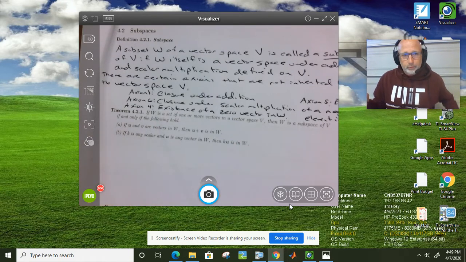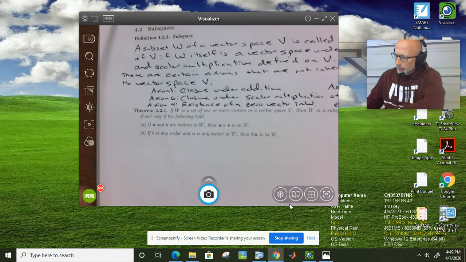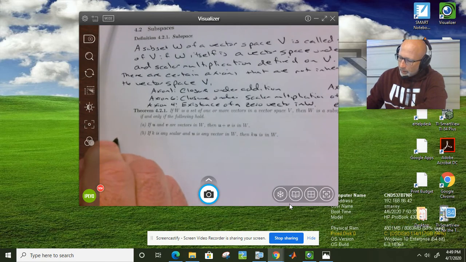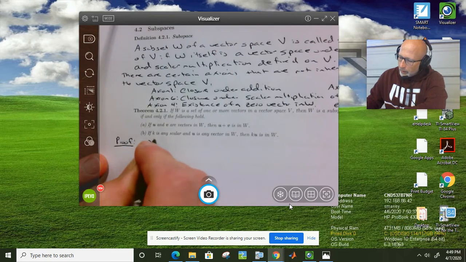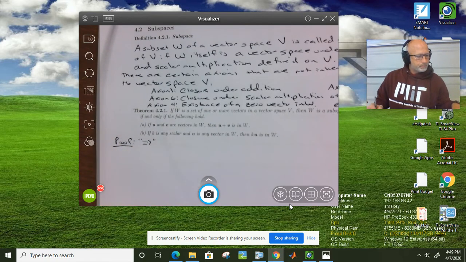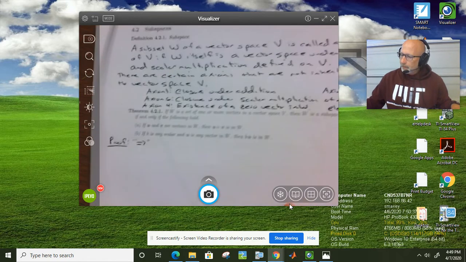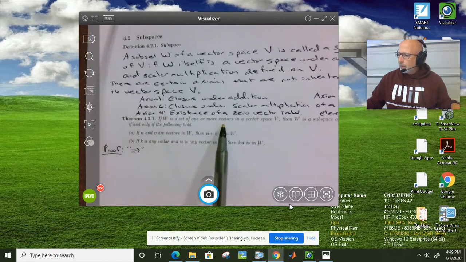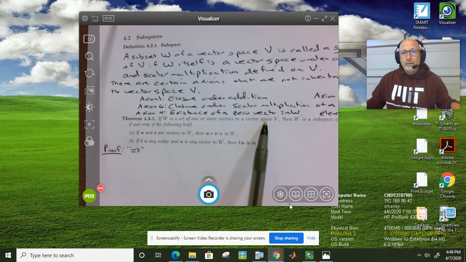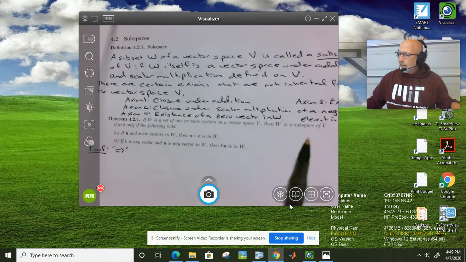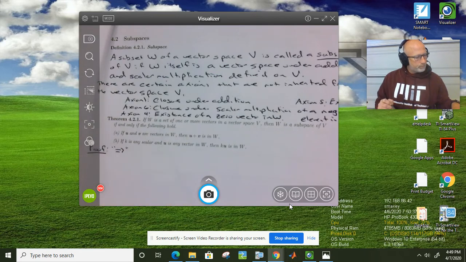So we're going to tell the proof. I tell my students all the time that we're telling a story. This actually has a story to it, but I'm going to write proof. We're going to go in the forward direction first. So what do we assume? We assume everything before the if and only if statement. So W is a set of one or more vectors in a vector space V. Then W is a subspace of V if and only if. So we need to show that it is a subspace if and only if these things are true.